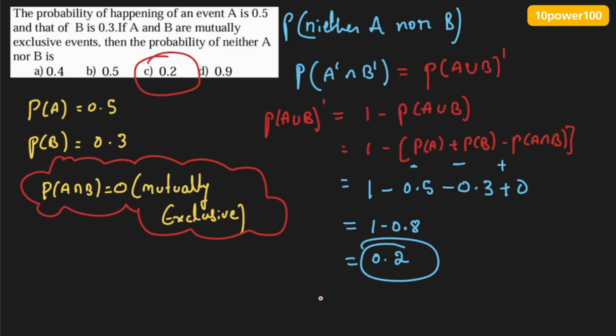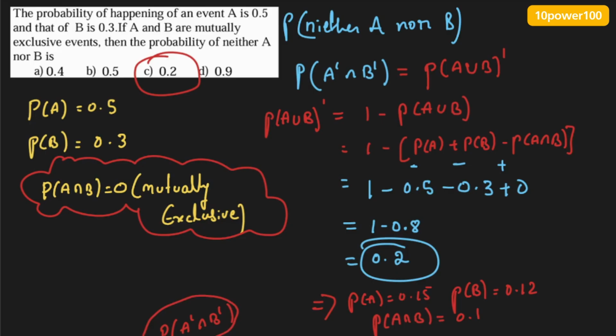Now, for this extension problem, you take the values differently. That is, P of A is equal to 0.15, P of B is equal to 0.12, and I'll give you the P of A intersection B value. It's not a mutually exclusive case. Here P of A intersection B is equal to 0.1. Calculate the probability of neither A nor B, that is, A dash intersection B dash, by using the same strategy.